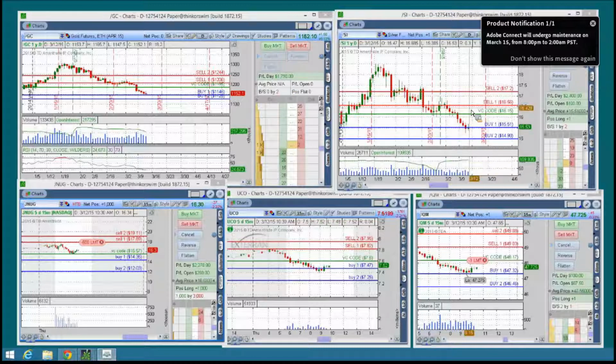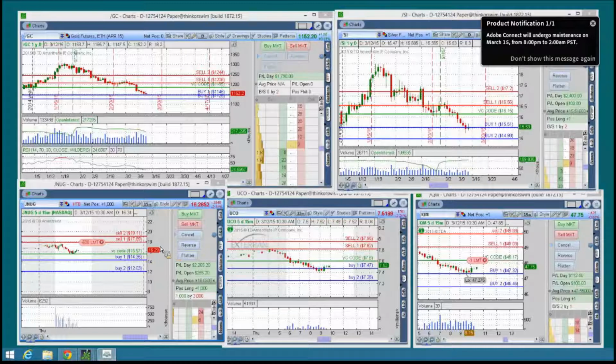The silver market, we so far are up about $2,400. We day traded last night on a swing trade, made about $2,300, and we're up on a day trade about $100. And we're going to show you how we are executing these trades as well.